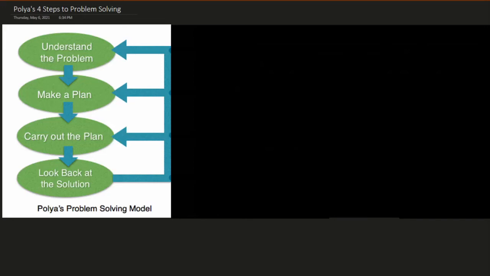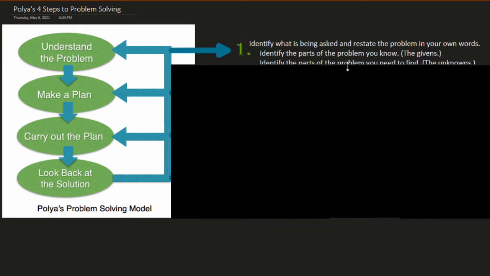This is Miss Reynolds. So today we're going to be talking about Polya's 4 steps to problem solving. Here on the screen, you can see those 4 steps laid out in front of you. So the first one we have, understand the problem, and then we're going to make our plan. We'll carry out that plan, and then we'll look back at our solution. So just to go a little more in depth into each of these steps, I have some information for us here.